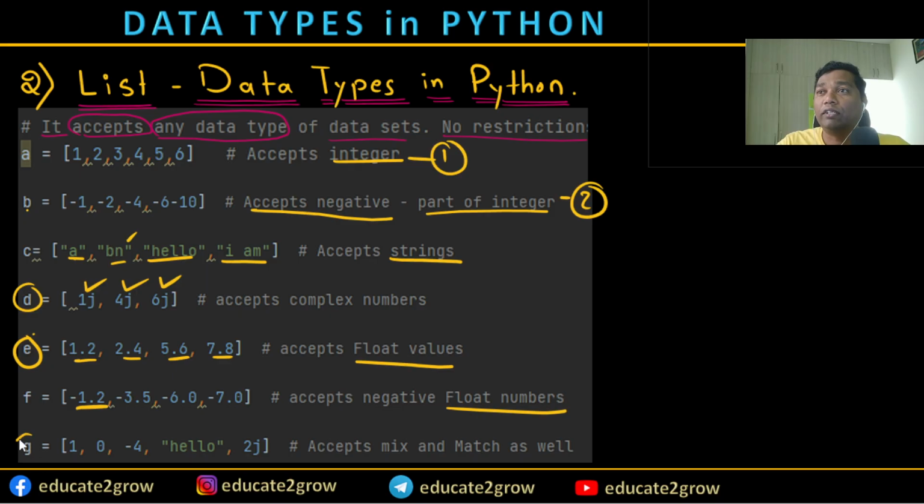And now the last, it accepts, and this is very important, a mix and match of numbers. You see here integer, this is also 0, also integer, -4 integer, and hello is a string, and a complex number. It will even accept a floating number, which I did not mention here. I'll show you on the programming window. So these are the conditions, and this is why most developers and programmers recommend lists most of the time wherever necessary.